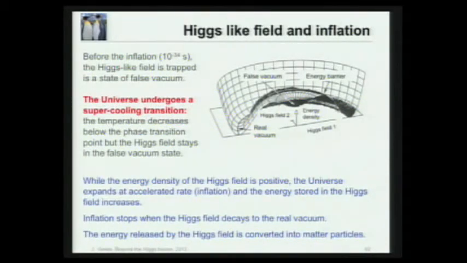At some point, the inflation stops, and the Higgs field transits to the lowest level, to this real vacuum that we have now, to one of these points in this circumference. And the energy that is released by the Higgs field is converted into matter particles. So this is, in a few words, what people have imagined as a scenario for the inflation. So it has this aspect of solving two problems of cosmology.